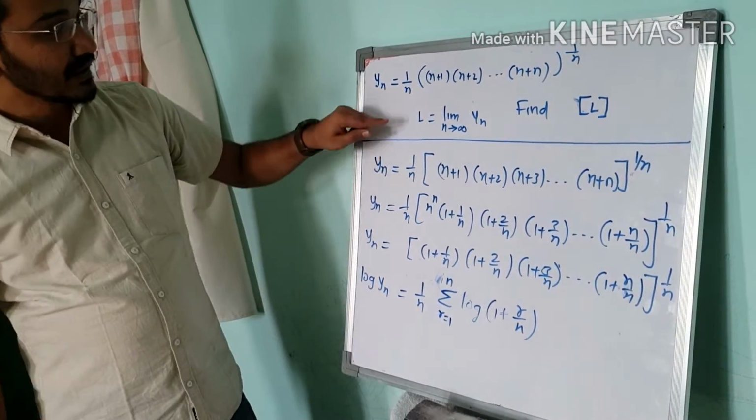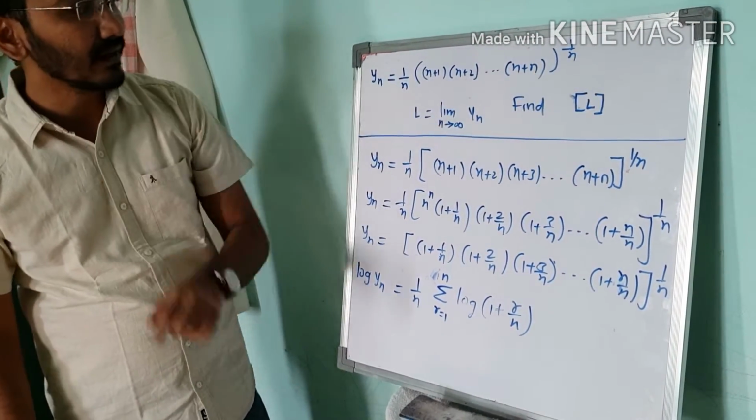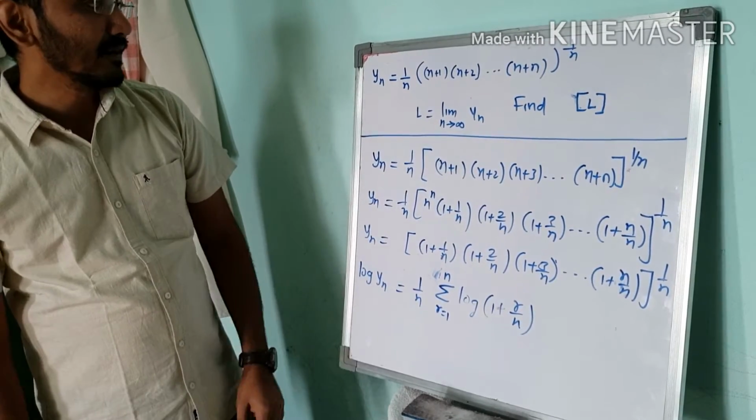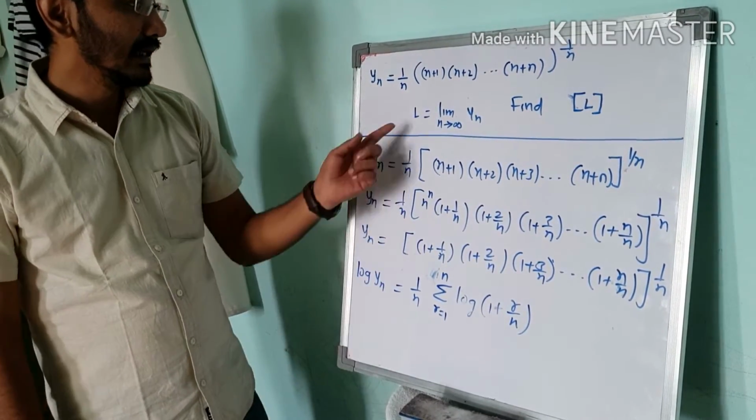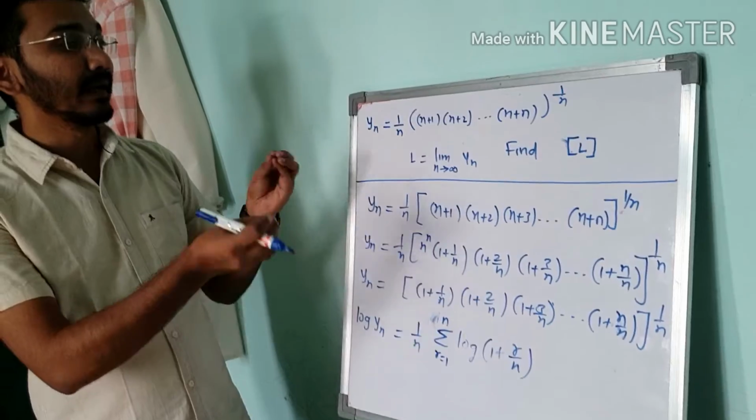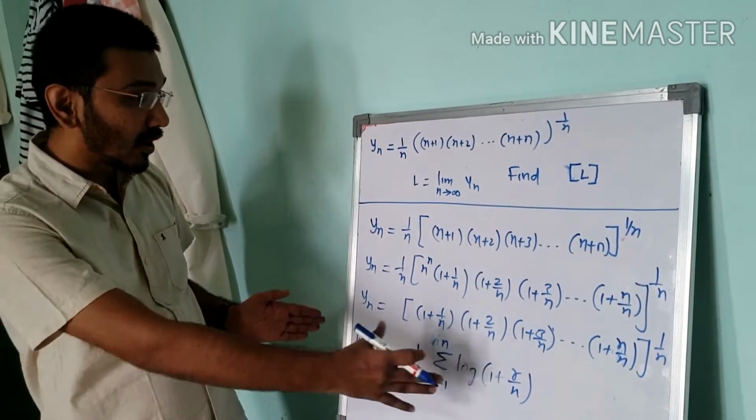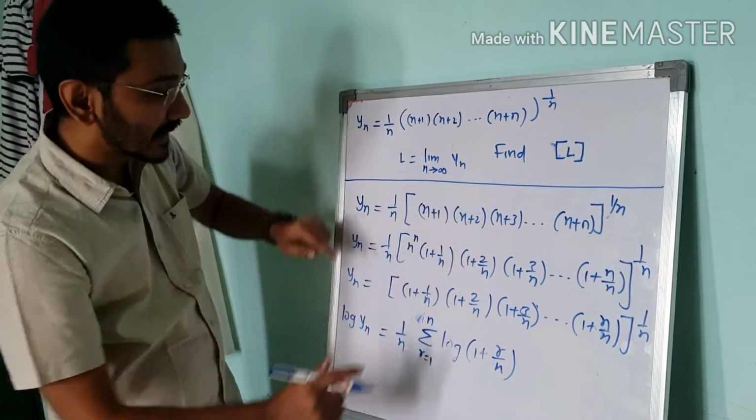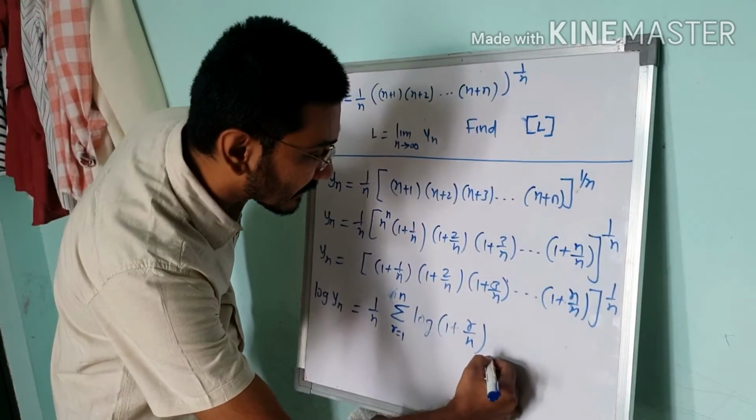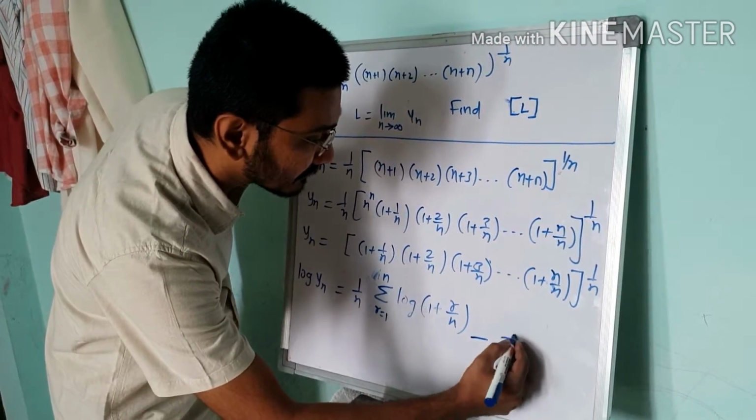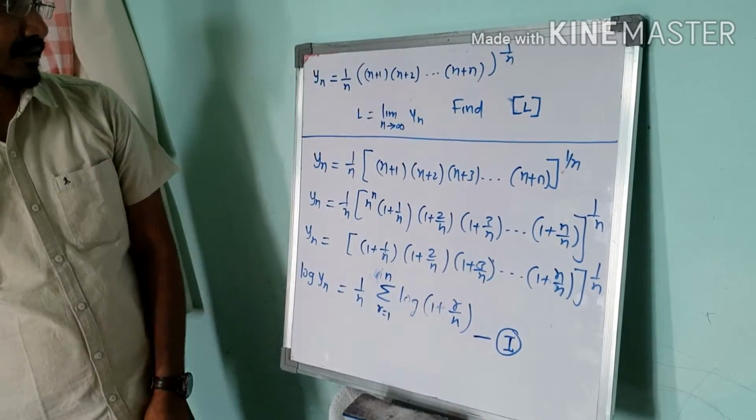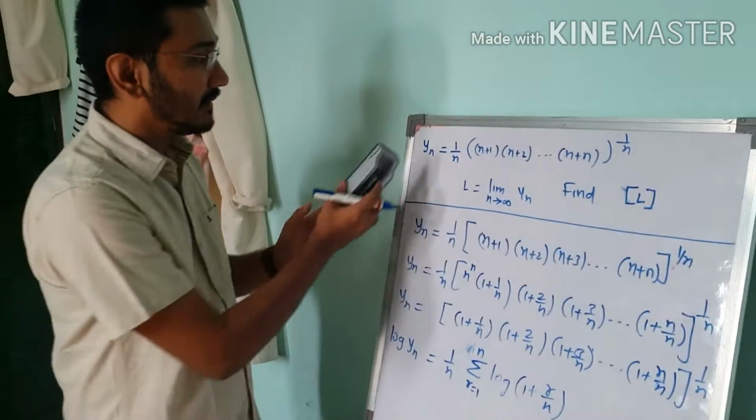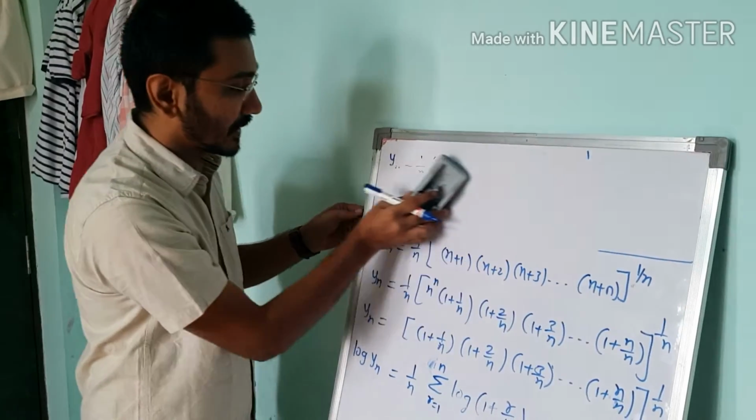The question is to find the greatest integer of L, but we can find the L value only after applying log. So we are taking log here. It means to find L, we need to apply log on both sides. So I would write this down as the first step. So I would write down here again.